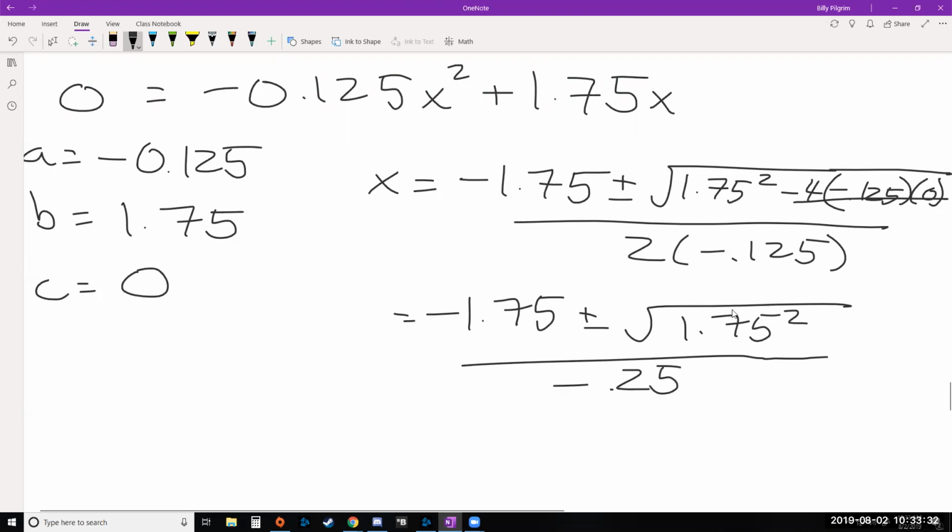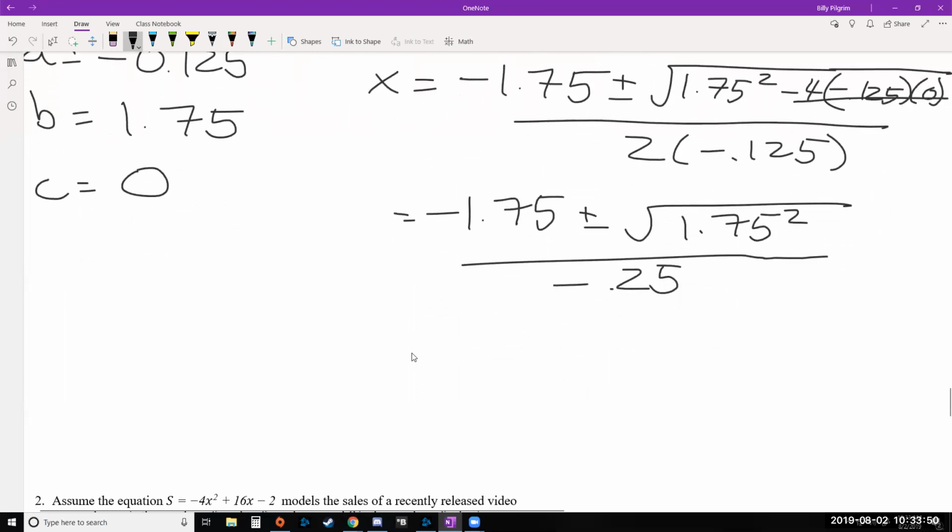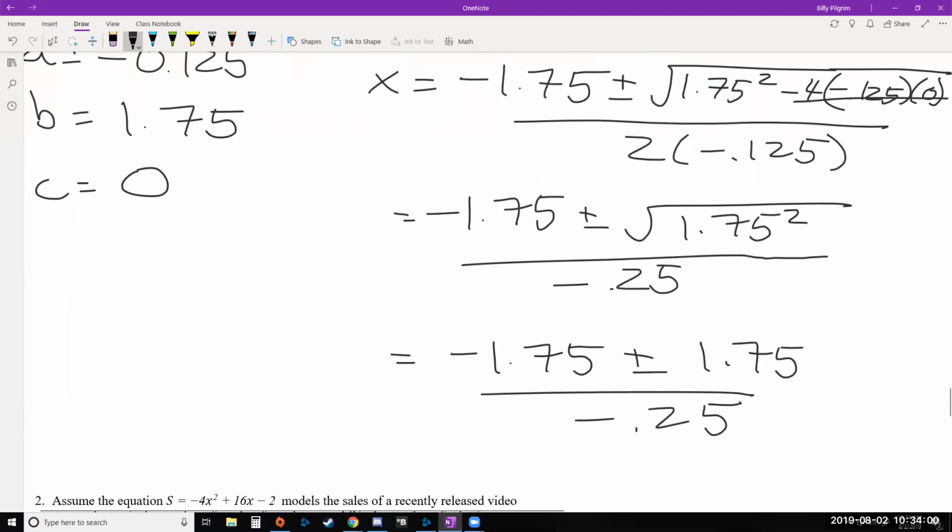Okay. Now, if you look at this part, you're welcome to square and then take the square root, but that's kind of redundant because if you square something, but then you take the square root of it, you just get back to where you started in the first place. So this whole square root value is going to become 1.75, right? We're going to square it and then take the square root again. So let's just go ahead and write it as negative 1.75 plus or minus 1.75 all over negative 0.25.